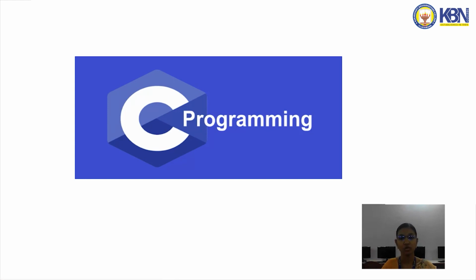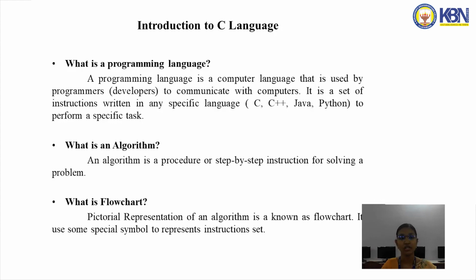First of all, we have to know what is a programming language. Introduction to C language. A programming language is a computer language that is used by the programmers to communicate with computers. It is a set of instructions written in specific languages. What are specific languages? C, C++, Java, Python, and these languages, to perform a specific task.